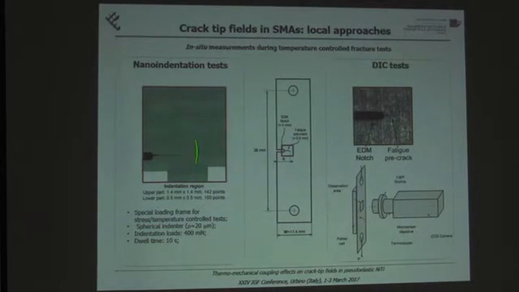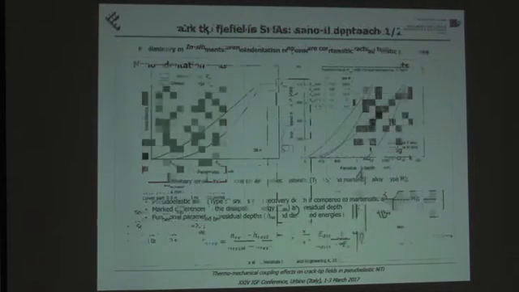This is a picture of the crack tip. As you can see, this is the notch, this is the fatigue crack, and these are the matrix of nanoindentation points around the crack tip. In addition, we try to get information about the transformation region by using the DIC, the digital image correlation.